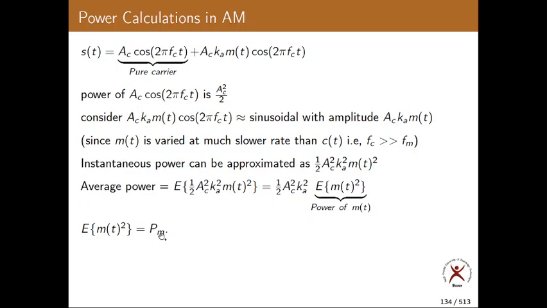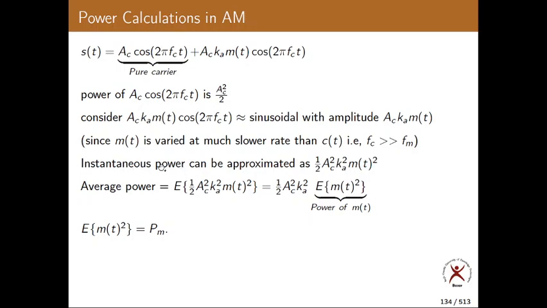So let us call Pm the power of the message signal m(t). Let me go back point to point. Consider a signal Ac Ka m(t) cos 2πfct. I am assuming this is a sinusoidal signal with amplitude Ac Ka m(t). Why can I assume that? Because m(t) is varying very slowly compared to cos 2πfct. The cosine is changing very fast compared to m(t). Now you can say this is a sinusoidal signal with amplitude Ac Ka m(t).